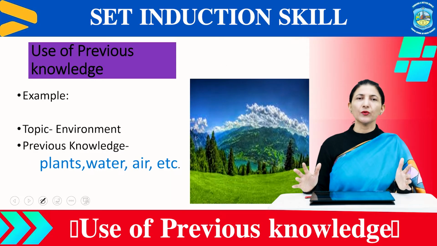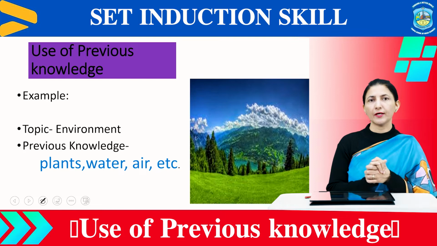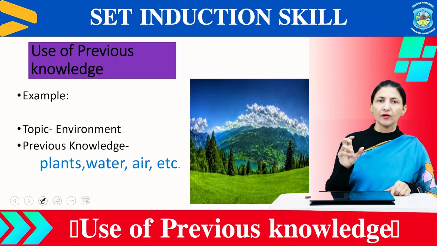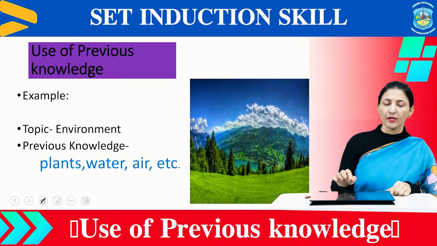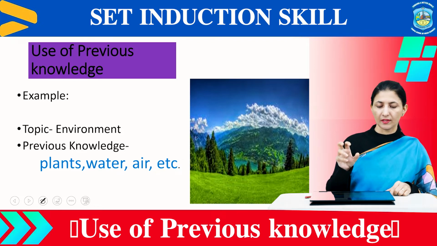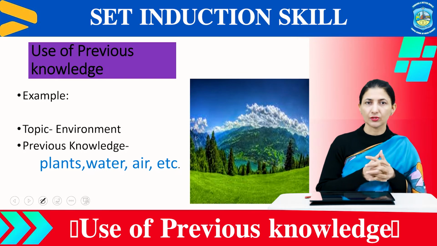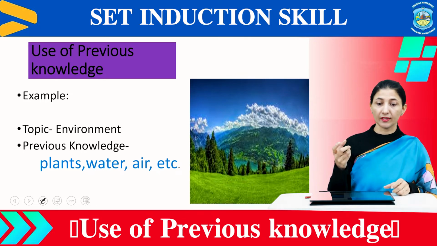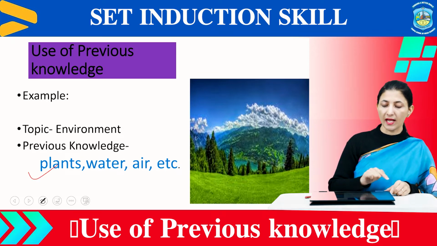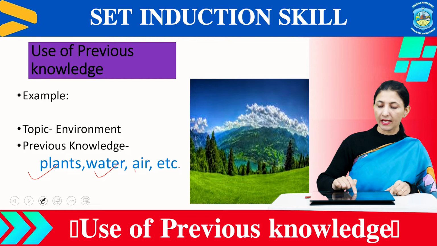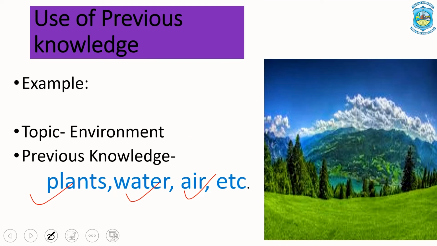I would like to give you an example. Suppose you have taken a topic for teaching as environment. Now for teaching this topic, what can be the previous knowledge of the students? You can think that they are already aware of the concept of plants, water, air. So you can start relating with these known facts and then move to the unknown facts, environment.